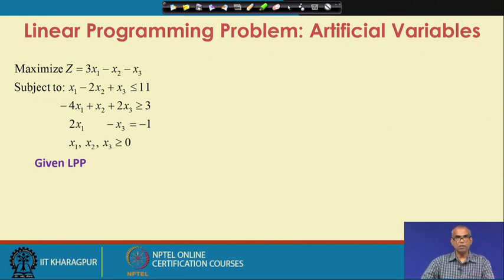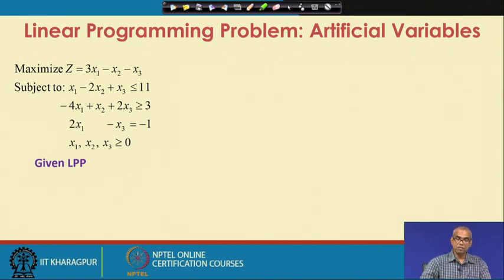So, let us consider an example. We maximize an objective function subject to 3 constraints. Now, note the first constraint is less or equal to type, second constraint is greater or equal to type, and the third constraint is an equation, equality type.